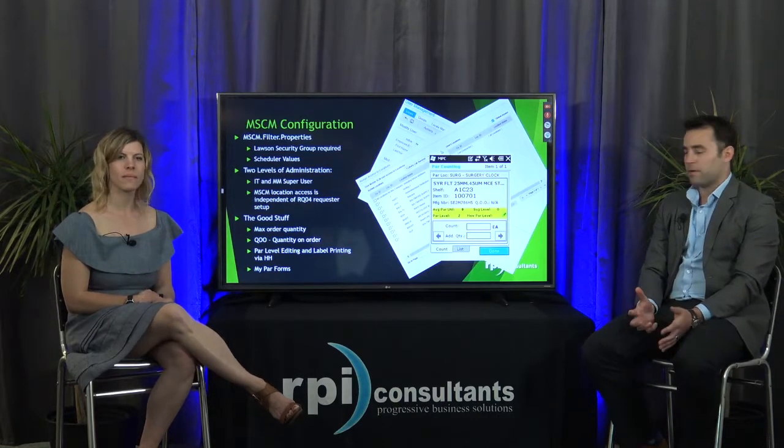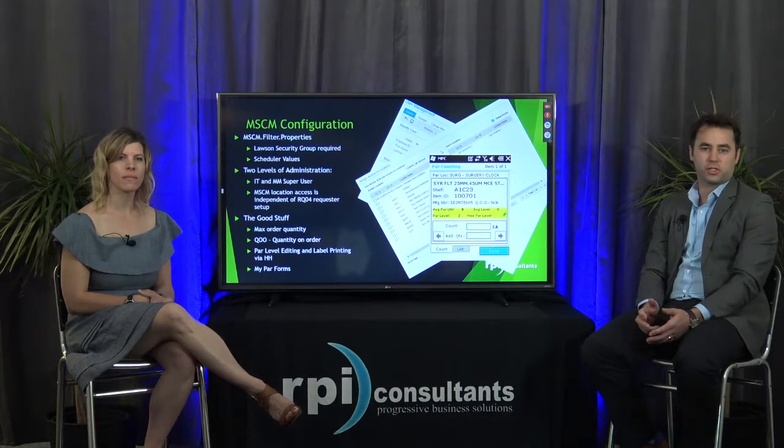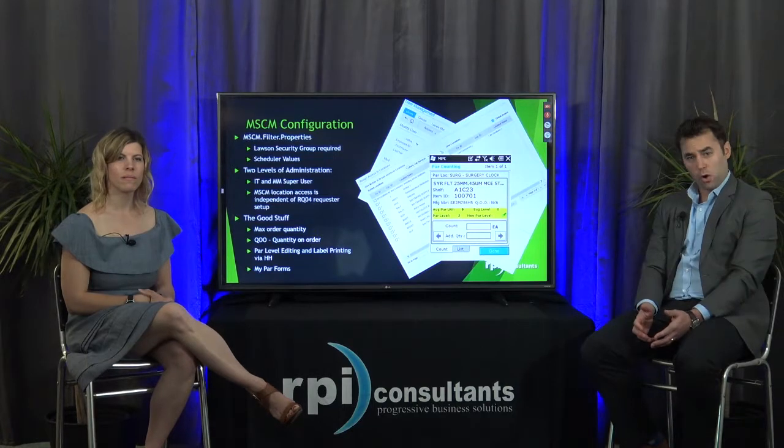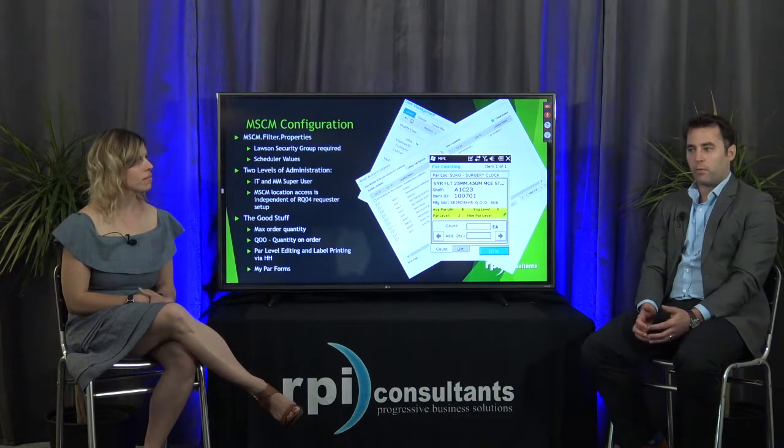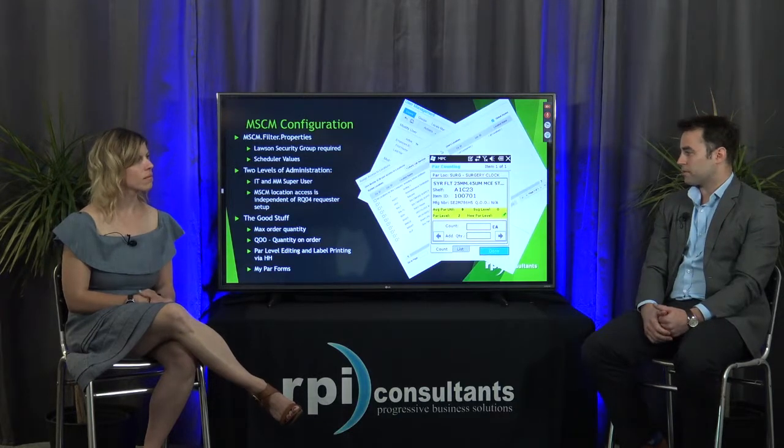And then there's also, you can flip the flag to show the average par utilization or suggested par level, and that will start updating over time as you order more items.